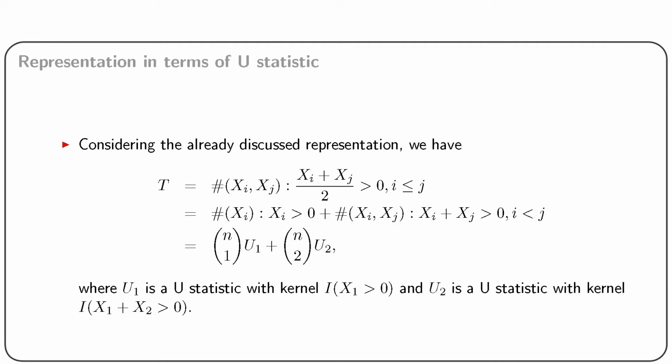Now, separating i equal to j and i less than j, we get T as the number of xi such that xi greater than 0, plus the number of pairs xi, xj such that xi plus xj greater than 0 for i less than j. Now, the first one is nothing but n choose 1 multiplied by u1, and the second quantity is nothing but n choose 2 multiplied by u2, where u1 is a U statistic with kernel indicator x1 greater than 0 and u2 is a U statistic with kernel indicator x1 plus x2 greater than 0.